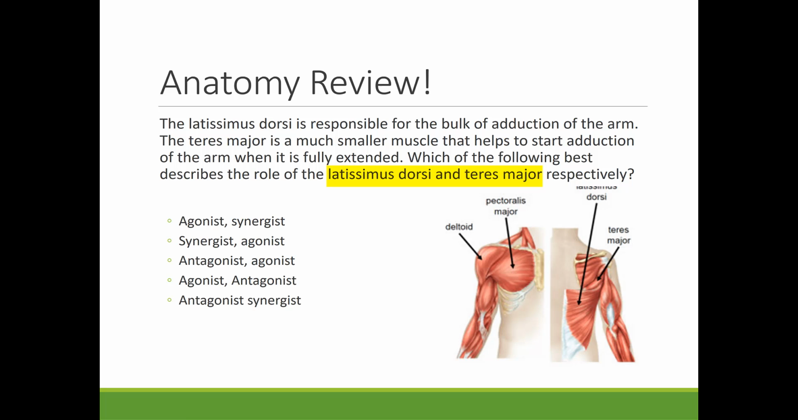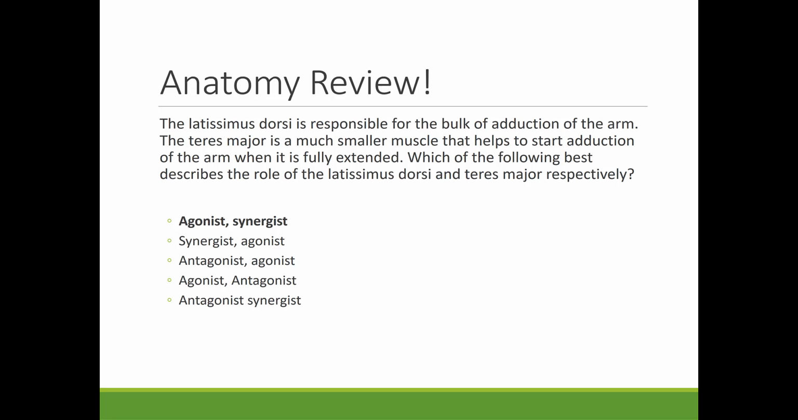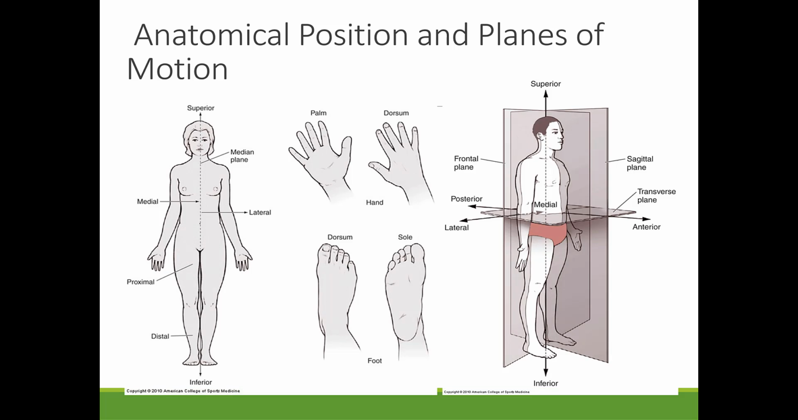So essentially what this is asking is, what is the role of the latissimus dorsi, and then what's the role of the teres major, right? So is the role of the latissimus dorsi an agonist, synergist, or antagonist, those are our three options, right? Or is the role of the teres major the synergist, agonist, or antagonist? So look at the options that are given, spend a moment thinking through it, and when you have your answer, go ahead and push play. If you guessed agonist and synergist, you are correct.